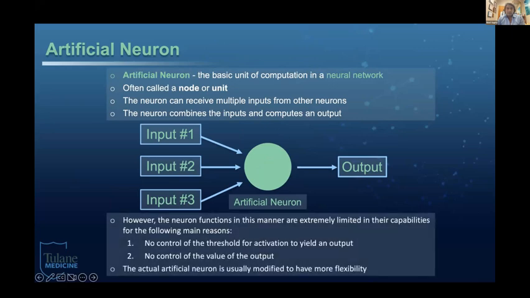So you look at this model here, you have three inputs resulting in this artificial neuron, resulting in the output here. If you look at this model, the way that it is, there's really no control of the threshold for activation to yield the output. The output can be quite low, it could be quite high. Again, there's no control of the value of the output. So the actual artificial neuron is usually modified to have much more flexibility.